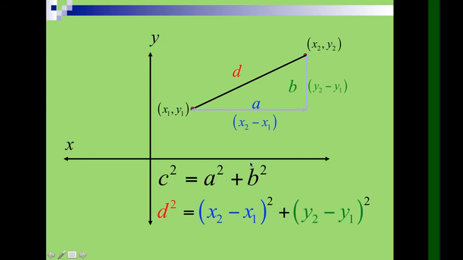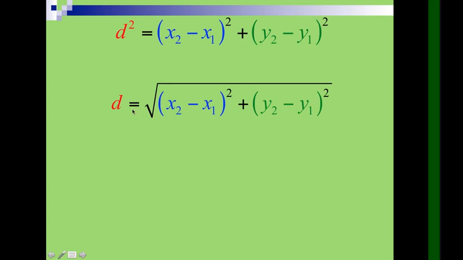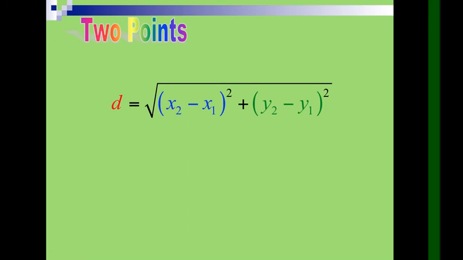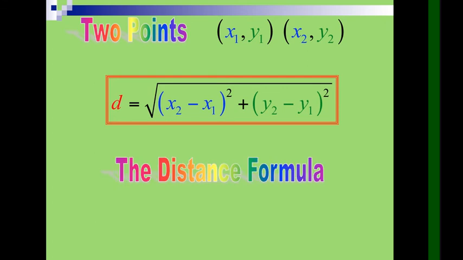So we just substitute this d to c, this a to x sub 2 minus x sub 1, and this b to y sub 2 minus y sub 1. So we have this distance formula, and to get the distance, we need to take the square root of both sides. So in short, the distance formula given the two points is d equals the square root of the quantity x sub 2 minus x sub 1 squared plus the quantity y sub 2 minus y sub 1 squared.